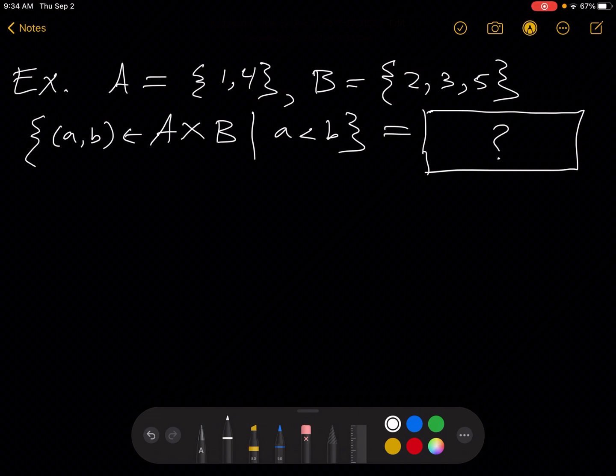Here is an example that is very similar to some of your homework problems. In those problems, two sets are specified, and they are actual sets of numbers. In this case, A is specified as the set containing the numbers 1 and 4, and B is the set containing the numbers 2, 3, and 5.